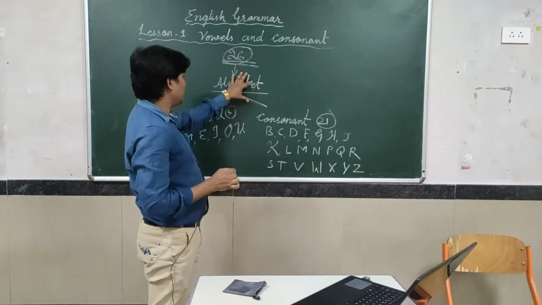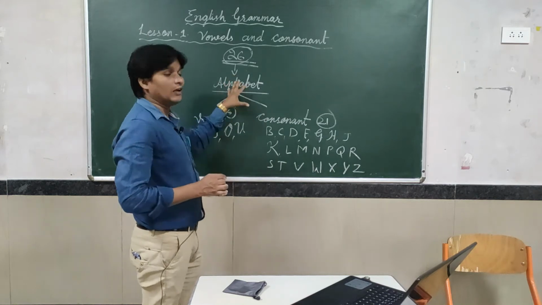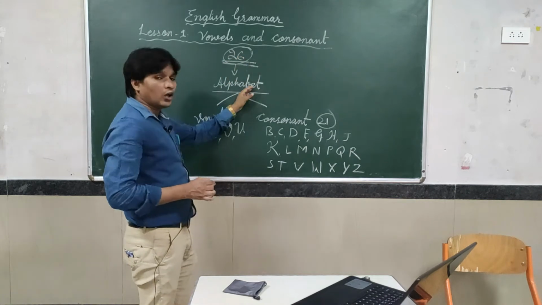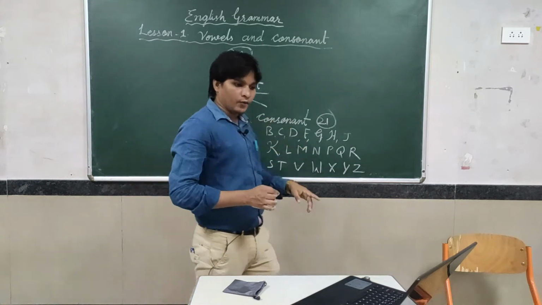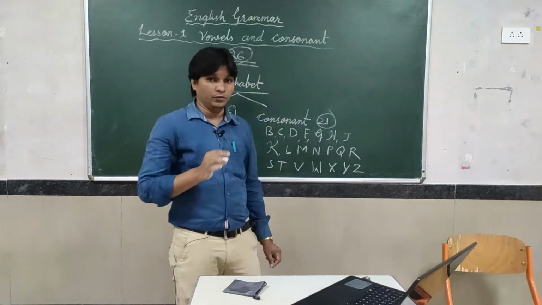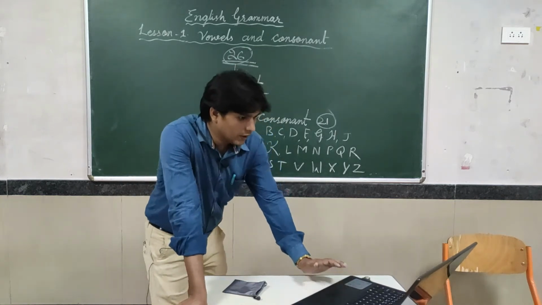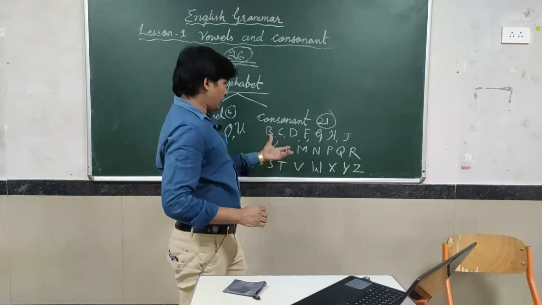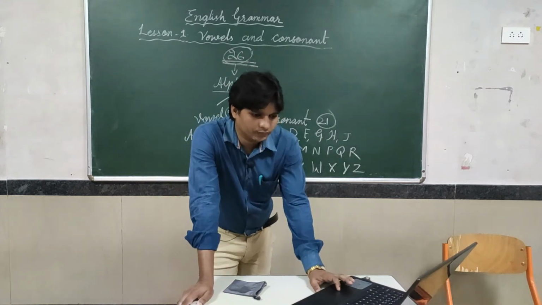Both are in a group. It means both came from one, that is the alphabet. Alphabet, how many letters? 26 letters. What do you call them? Alphabet. Alphabet has how many parts? Two parts. One is vowels and the second one is consonants. Keep in mind properly, it is very helpful to you. A, E, I, O, U create the vowel sounds, whereas the others create consonant sounds.